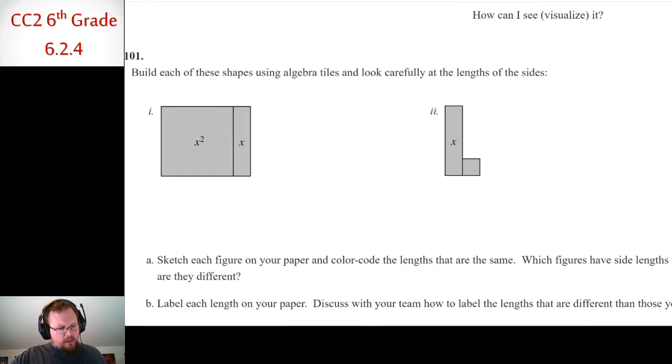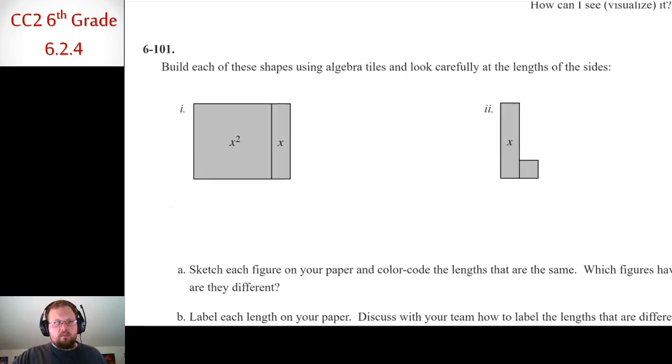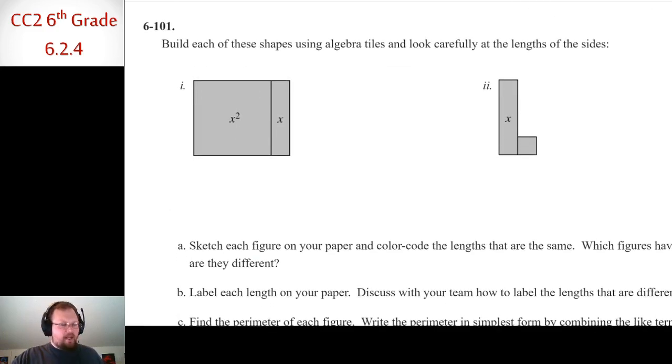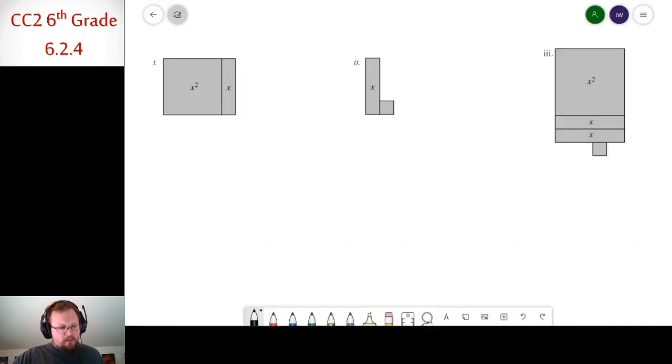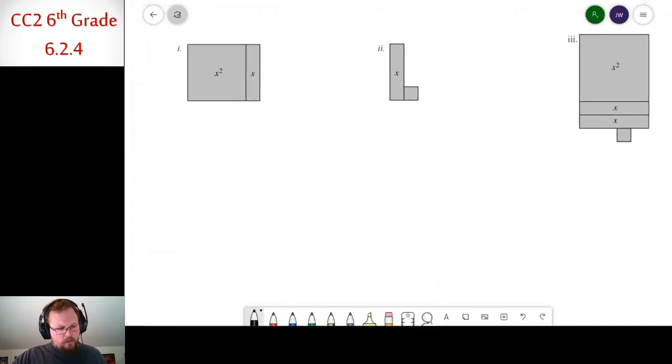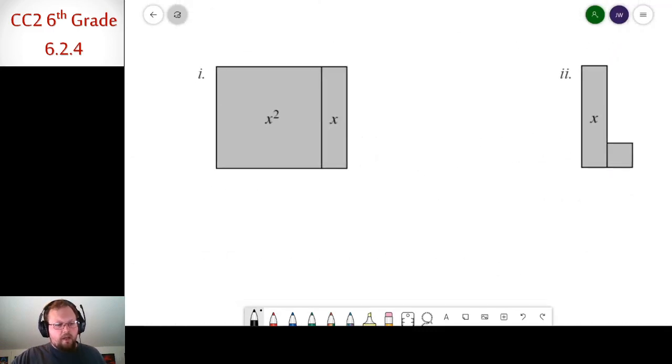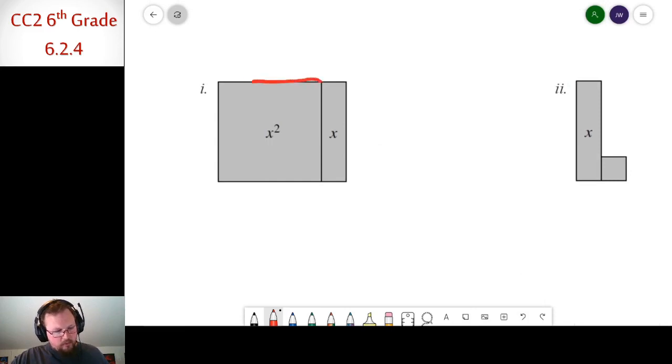So we're going to look at just this first one, and it says to build the shape using algebra tiles and look carefully at the length of the sides. Now, these are already built for you, and I'm not going to ask you to redo these. So when you look at this first section right here and you are labeling the length of the sides, the thing to remember first of all is that if the tile is an x squared, what that means is that along each edge the length is just x.